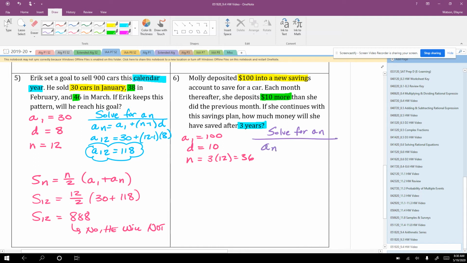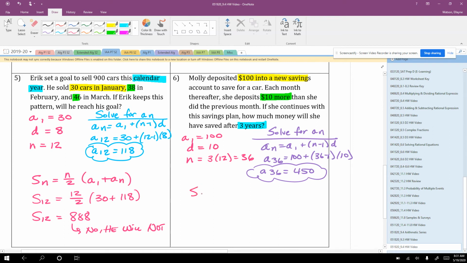Again, a sub n is equal to a sub 1 plus n minus 1 times d. So in the 36th month, it's going to be 100 plus 36 minus 1 times 10. And you should get a sub 36. So in the final month, she deposits $450. That's 35 times 10 plus 100.